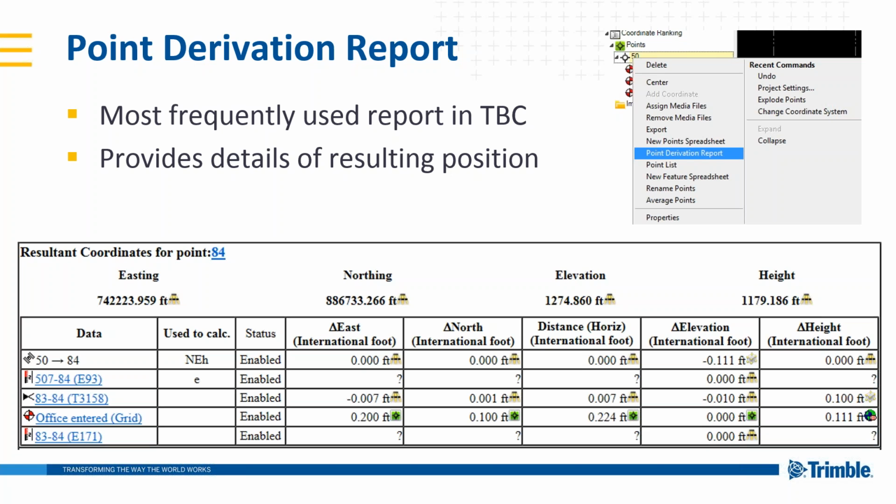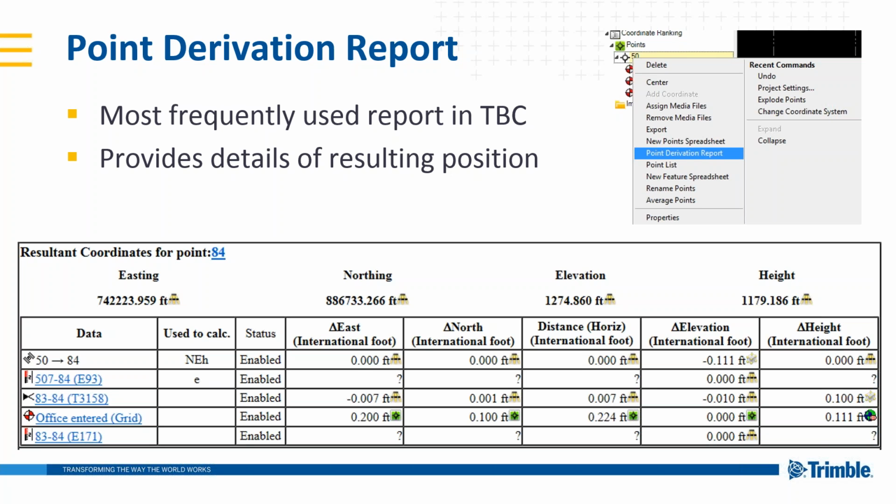In this slide, we're looking at a screenshot of a point derivation report. This is very important because it tells you which of those multiple influences win over the other ones. If you look at the used to calculate column, you'll see that the top entry in that column is NEH. That stands for northing, easting, and height. If you look to the left, you'll see there's an RTK vector from 50 to 84. This RTK vector was used to compute the northing, easting, and the height for this point 84.